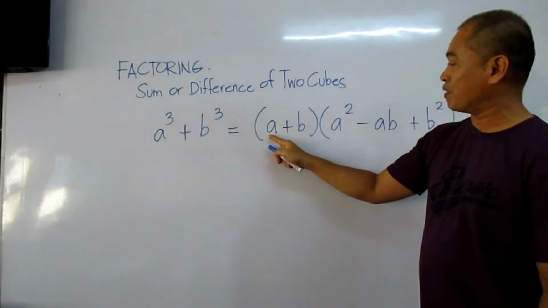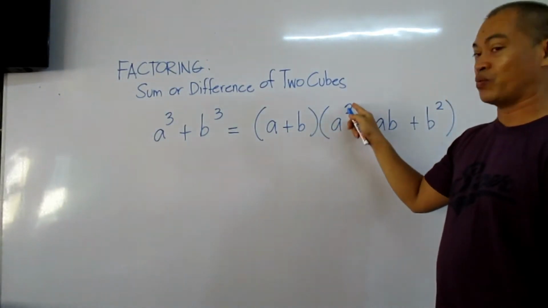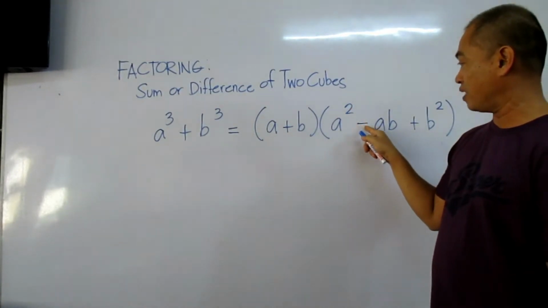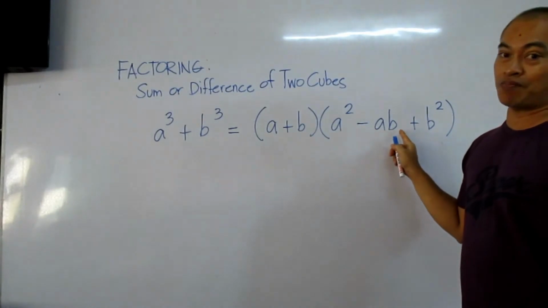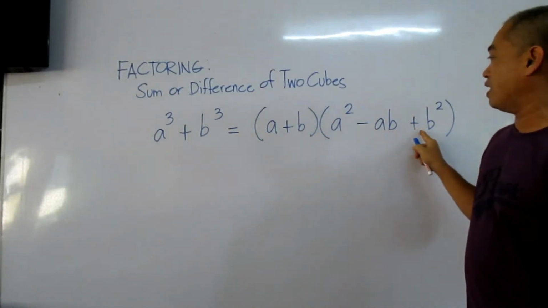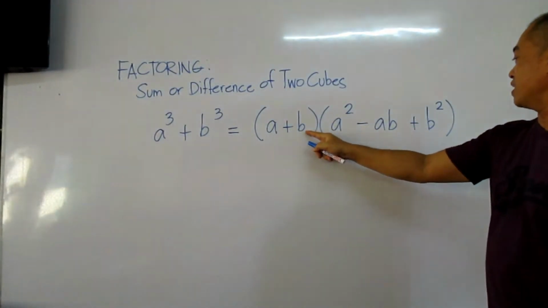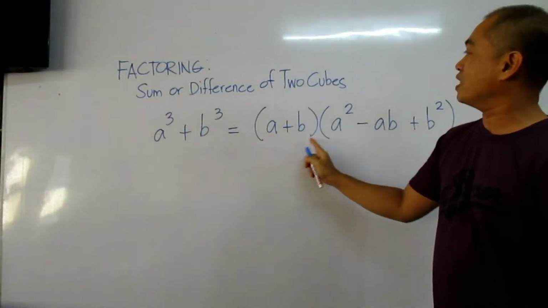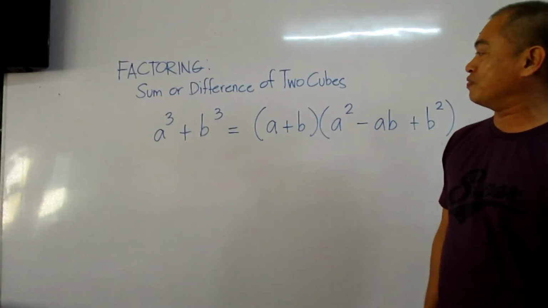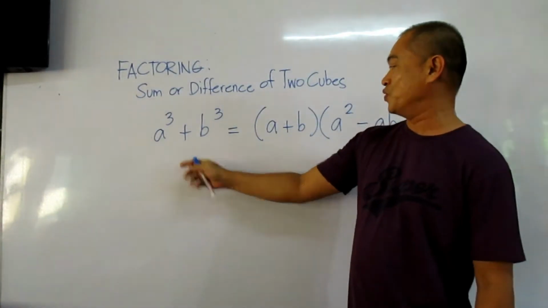You're going to copy what is the value of a, then square that one, then minus the value of a and b, you're going to multiply those two, plus the square of the second term. So, this will be the factor of this sum of two cubes.